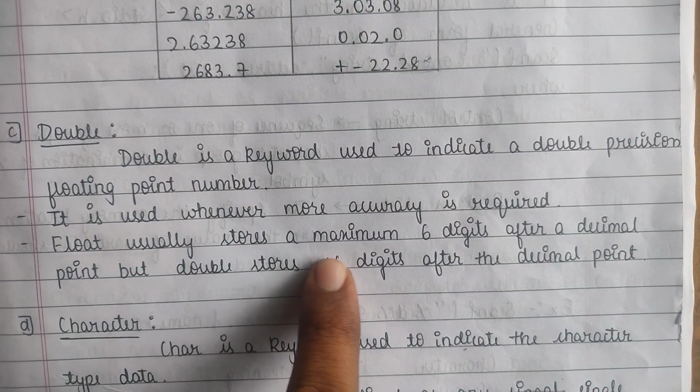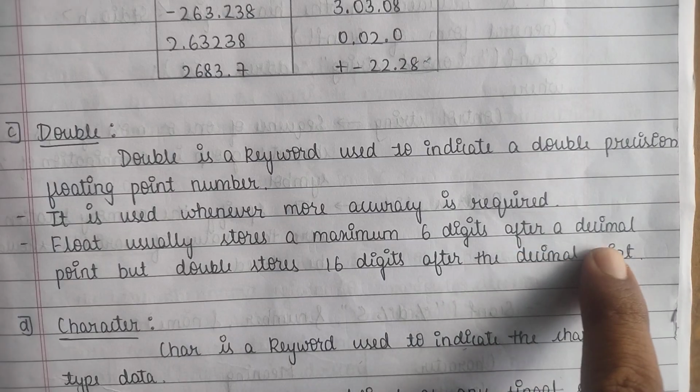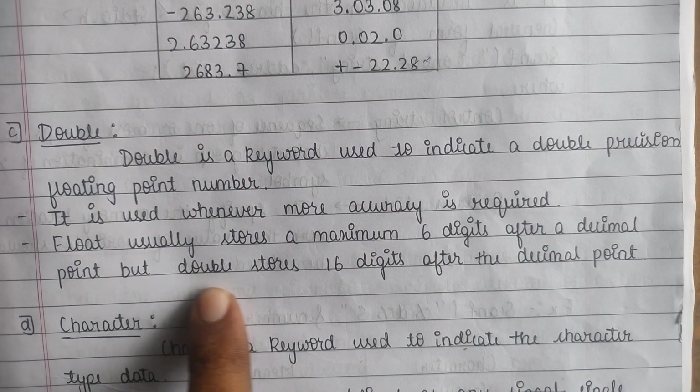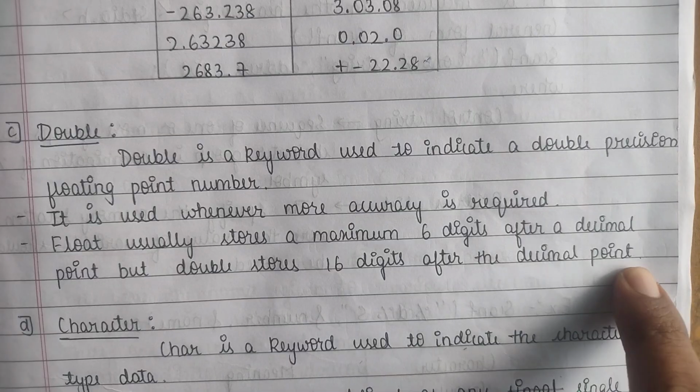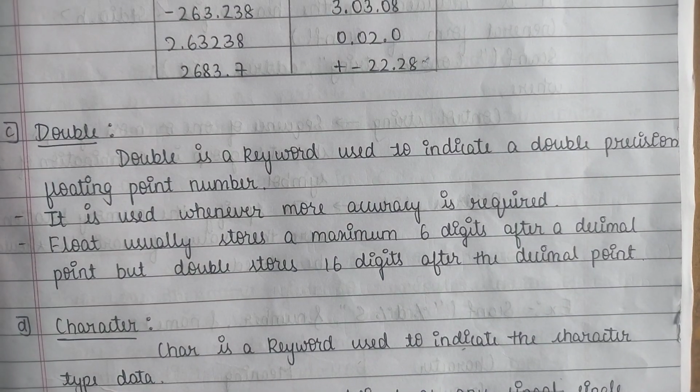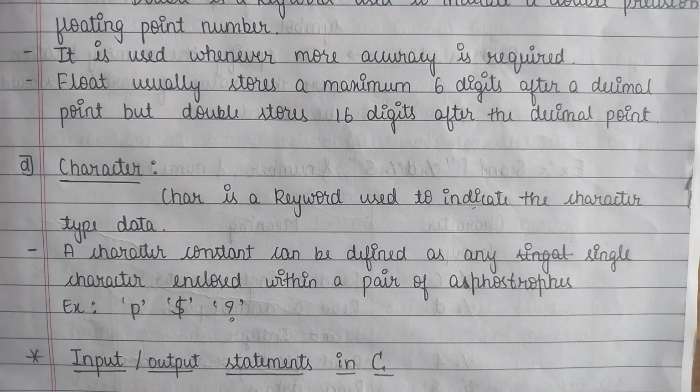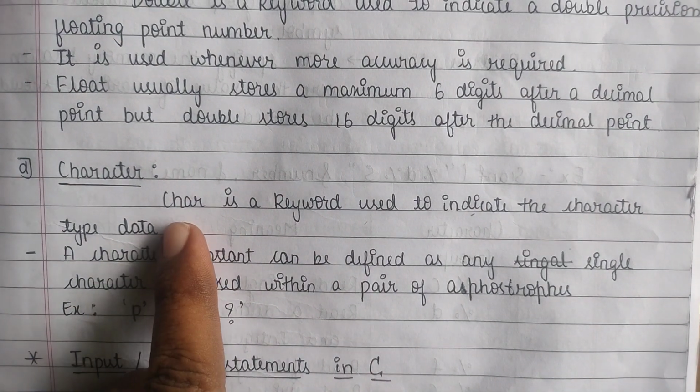Now float usually stores a maximum of 6 digits after a decimal point. Now only I told, right? But the double stores 16 digits after the decimal point, right? Now come to the last data type, called the character data type.